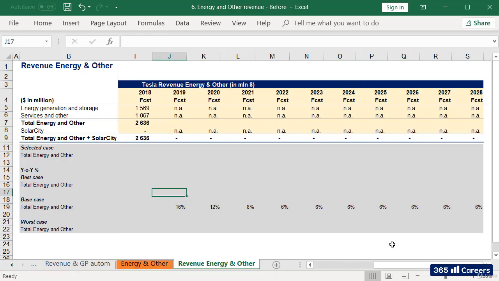Of course, in our best case, the picture will be slightly more optimistic. I'll add an additional 2% growth. And in the worst-case scenario, I'll subtract 2% from the base case.